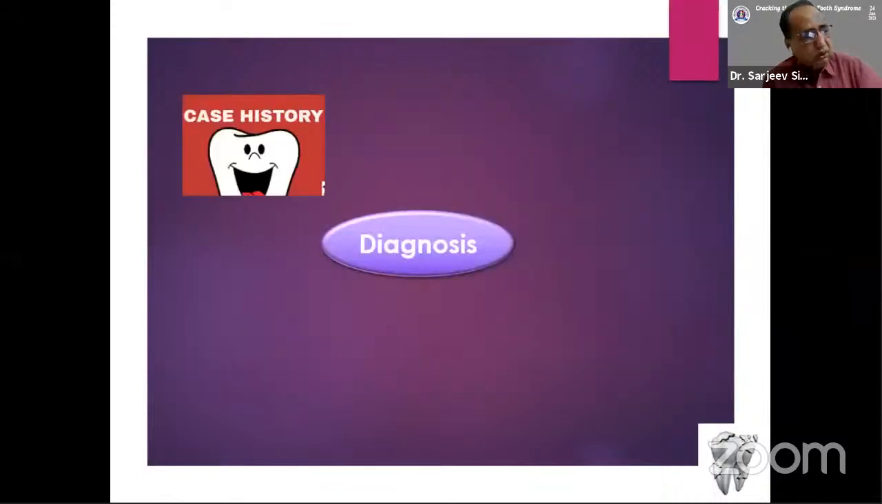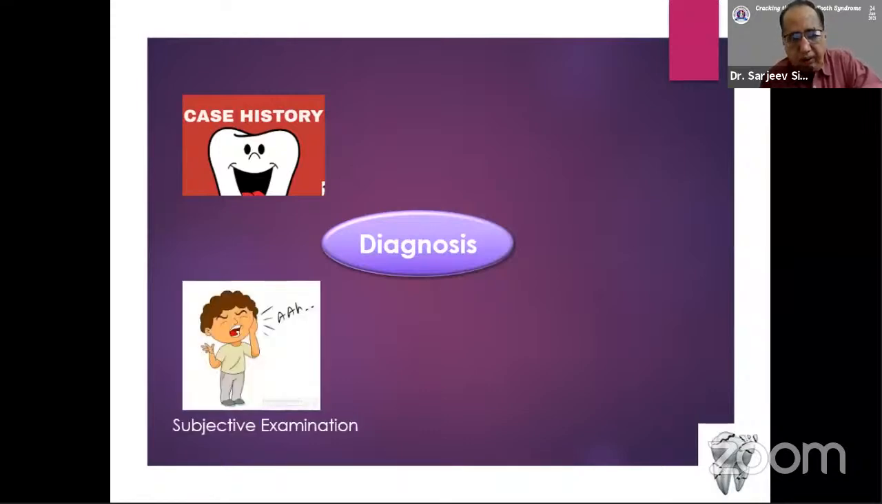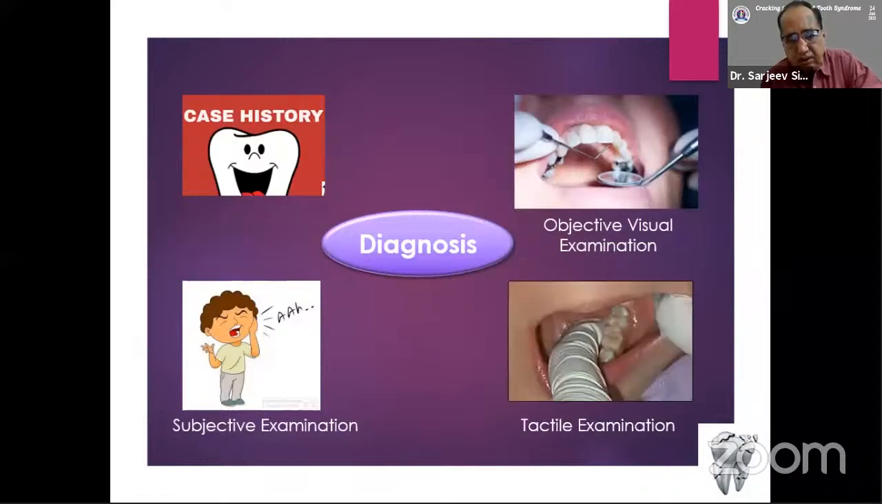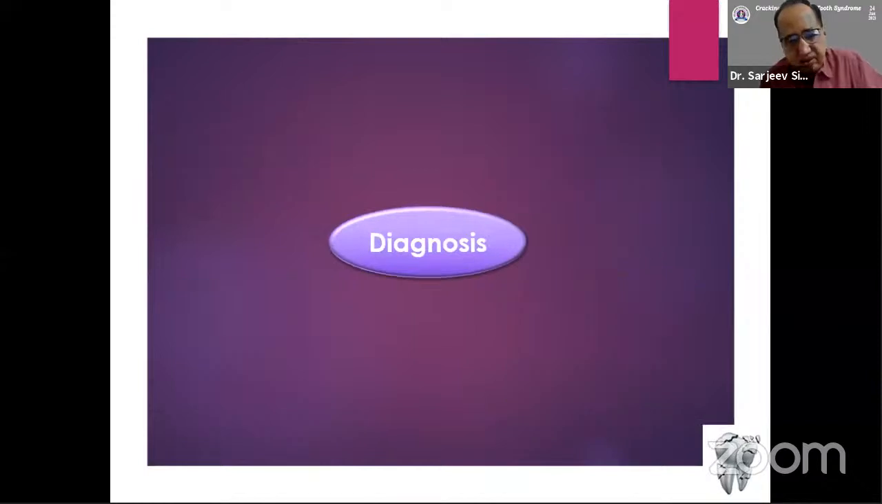Case history. Case history is very important in determining the type of fracture, because without knowledge of the case history, you have to examine the tooth in such a way that you always keep in mind the subjective and objective visual examination, and you have to do tactile examination of the suspected tooth also. The patient usually turns up and says that I'm suffering from vague pain.